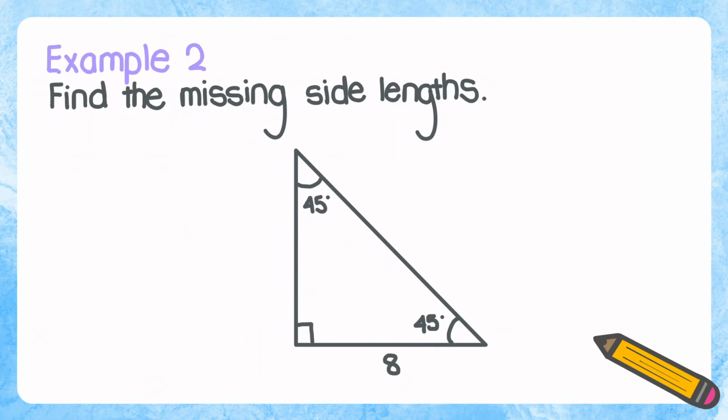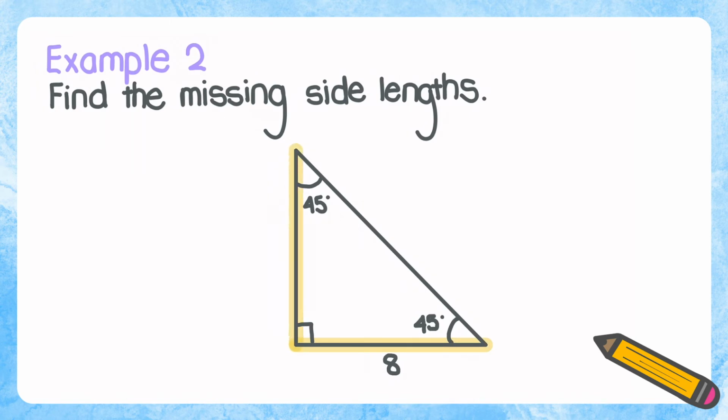So here, once again, I have a 45, 45, 90 triangle. Next, let's identify which sides are the legs and which side is the hypotenuse. So we're given one of the leg lengths.